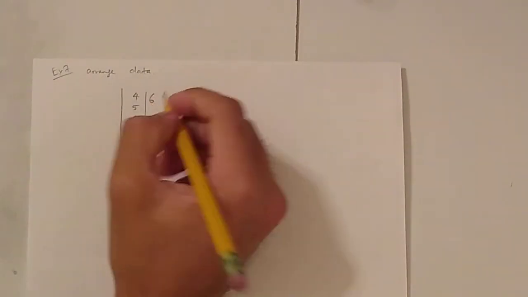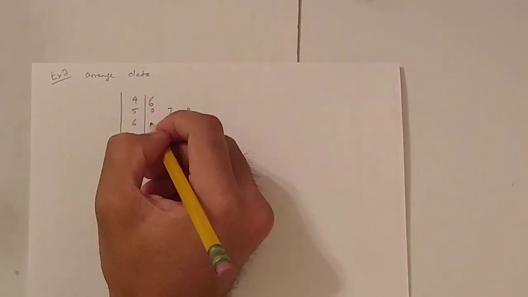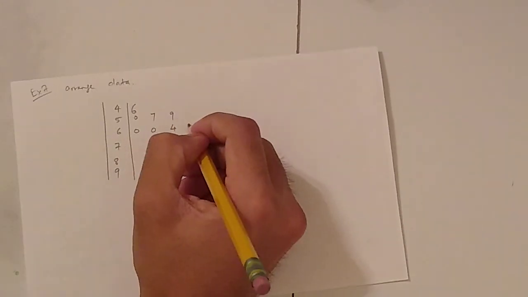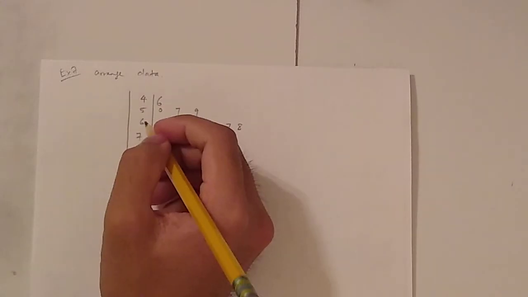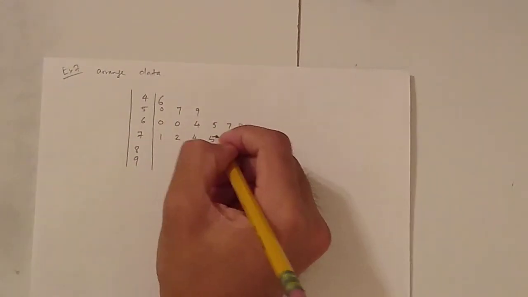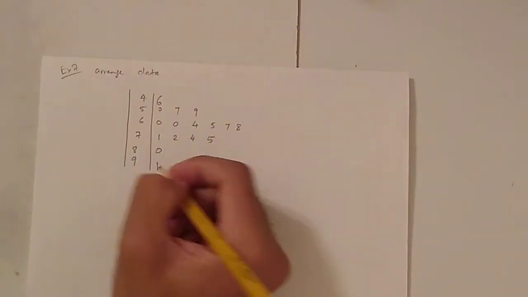For 5 we have 0, 7, 9. For 6 we have 60, 60, 64, 65, 67, 68. For the 70s we have 71, 72, 74, 75. For 8 we have 80. For 9 we have 91.